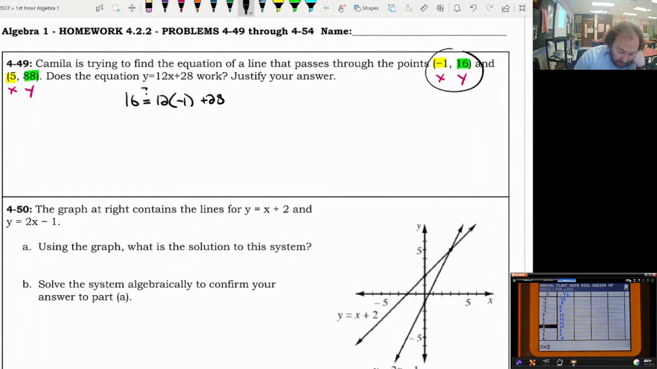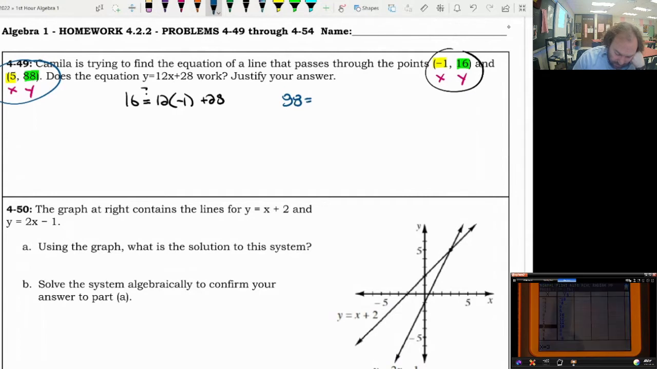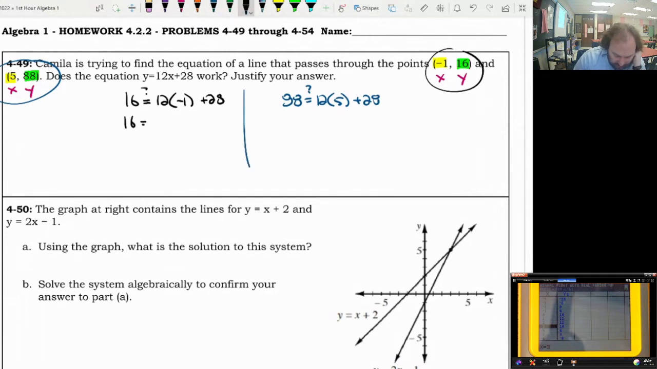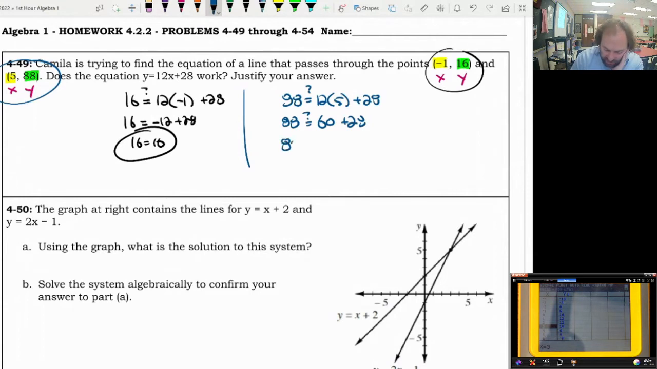For the other point, let's circle it in blue: the y is 88 and the x is 5. And again, does this hold up? Are these equations true? Over here, 16 is equal to -12 plus 28. That is true. 16 equals 16. That works. Over here, is 88 the same thing as 12 times 5, which is 60, plus 28? Use a calculator if you're stuck on those calculations. And it is. So that totally works. That's it. Don't need to do any extra work. Don't need to do mx plus b because they gave us mx plus b. We just had to say if it was correct or not.